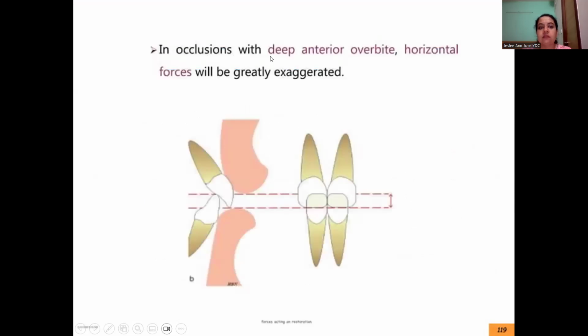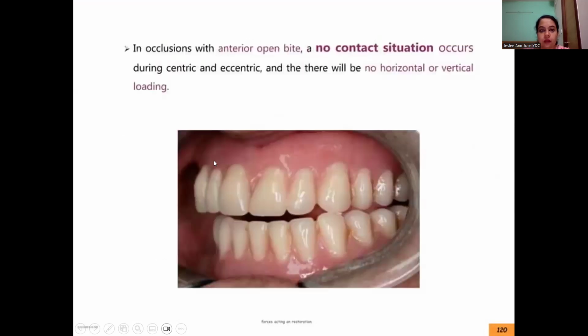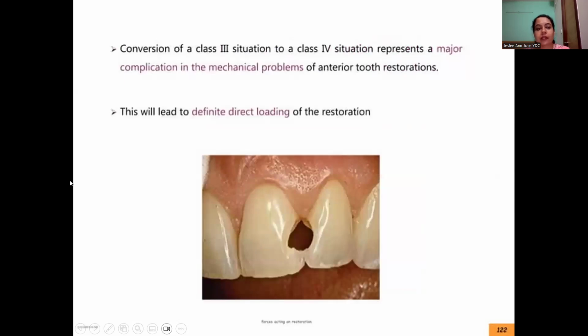In occlusions with deep anterior bite, for example in this case, you see that the horizontal forces will be exaggerated rather than the vertical force. And in cases where there is an open bite, there is no question of contact. Hence, there is not going to be any vertical or horizontal component.